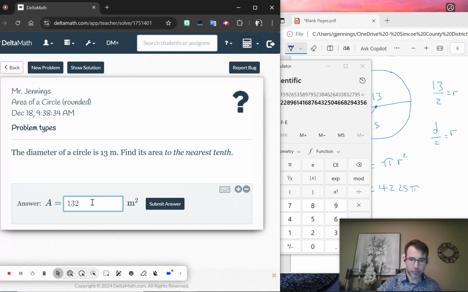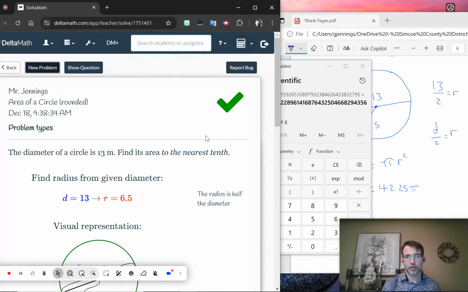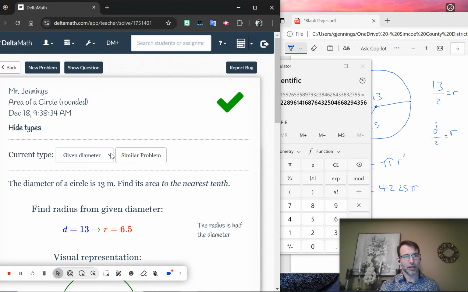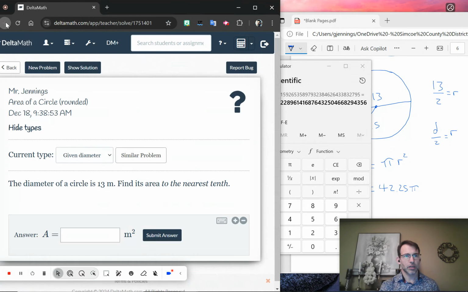One, 132.7. Yay. All right, so that's how that one goes. And then we're given diameter, given radius. Given radius is easier. You don't have to calculate the diameter.